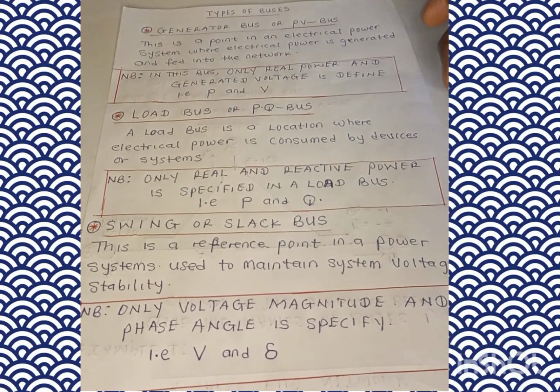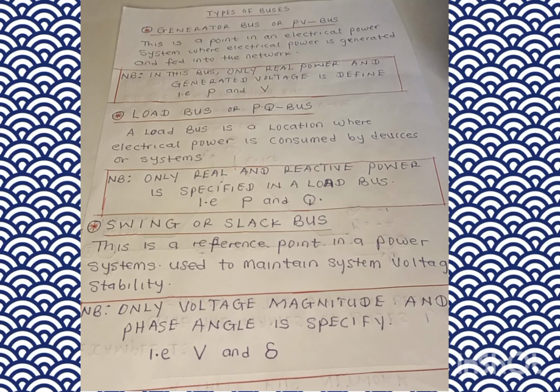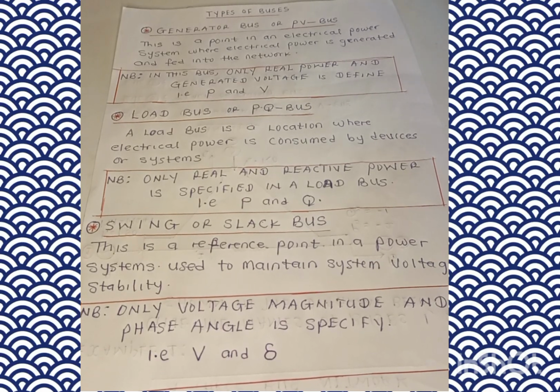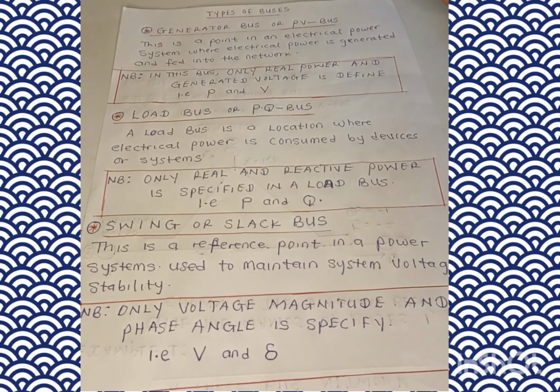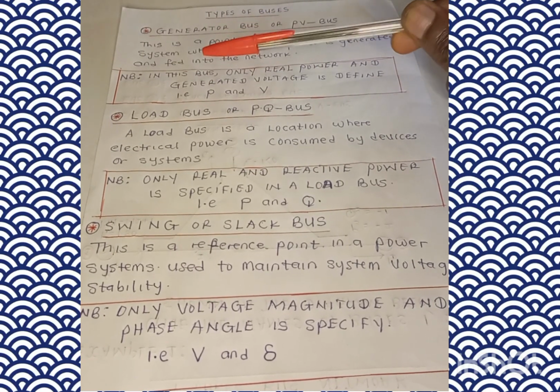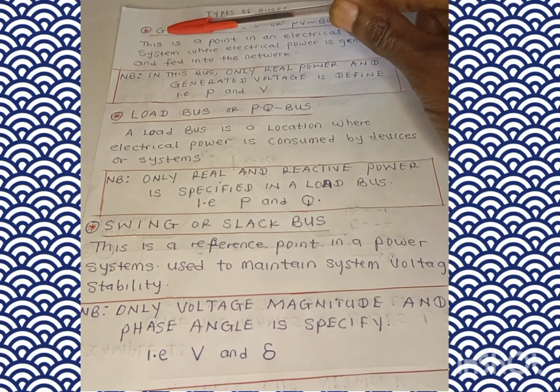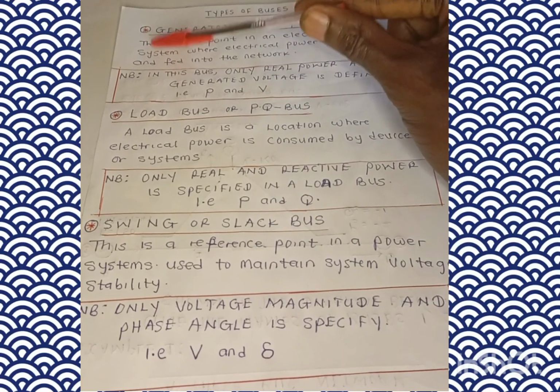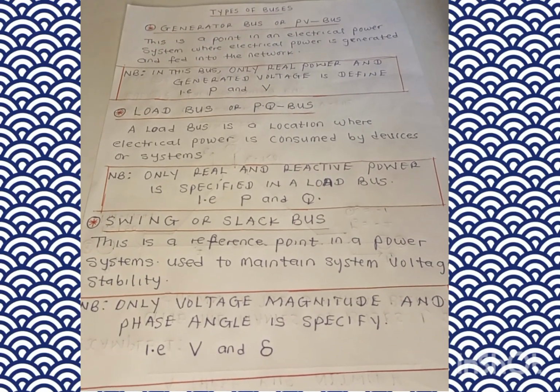Last time I talked about interconnected power system and bus admittance matrix, of which I said in my next video we're going to continue from types of buses and drawing of three bus system. So now we have types of buses. I have the generator bus or PV bus.